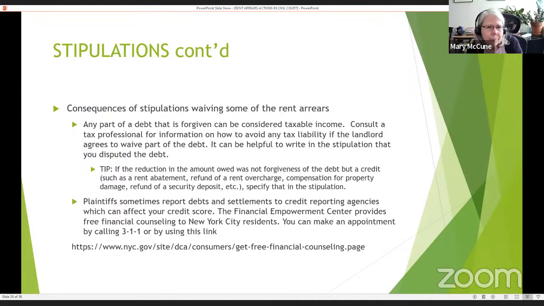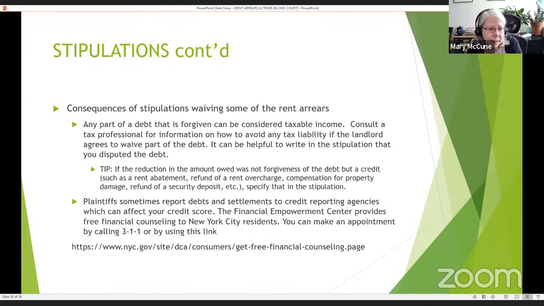But I have had some experience with clients getting notices that were filed with the IRS saying that they owed money. So it does come up. So I just want to highlight it. You can talk to a tax person. I know Legal Aid Society has a tax clinic that's open year round, for example, a low income tax clinic, and they can answer questions about this.